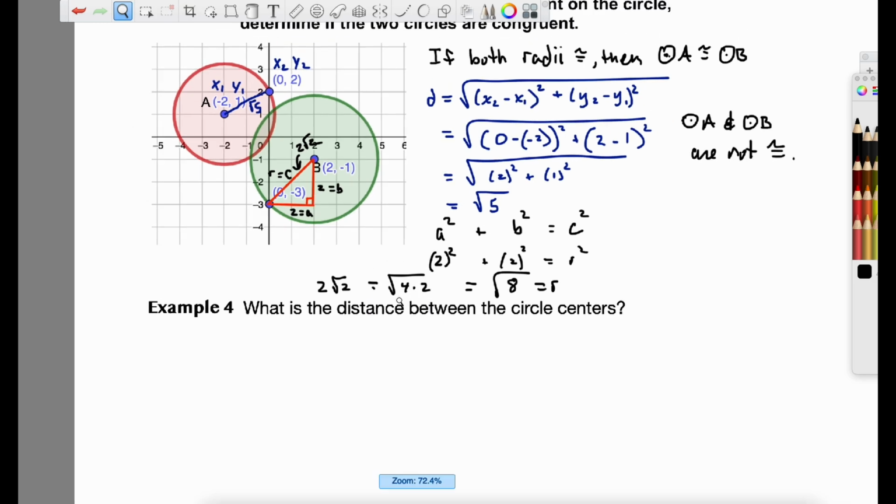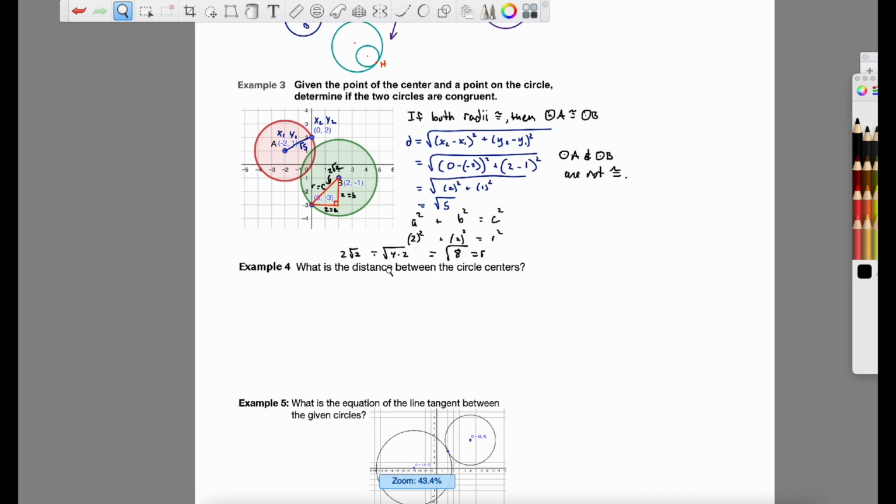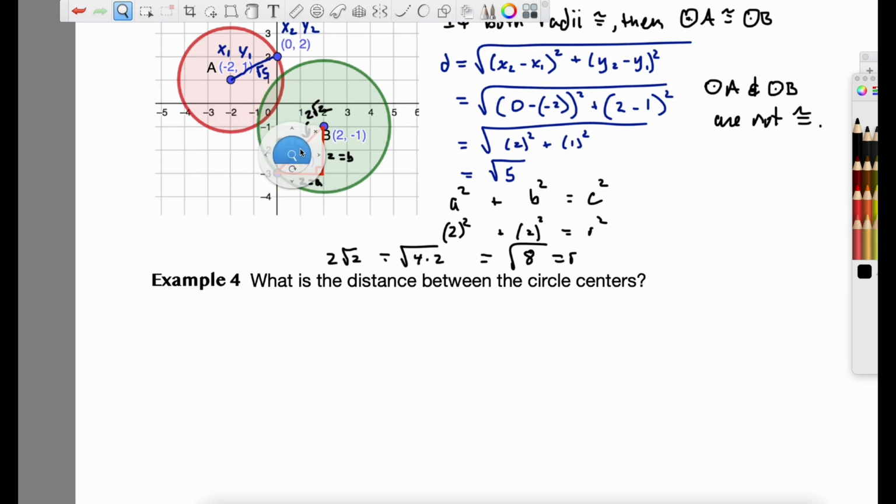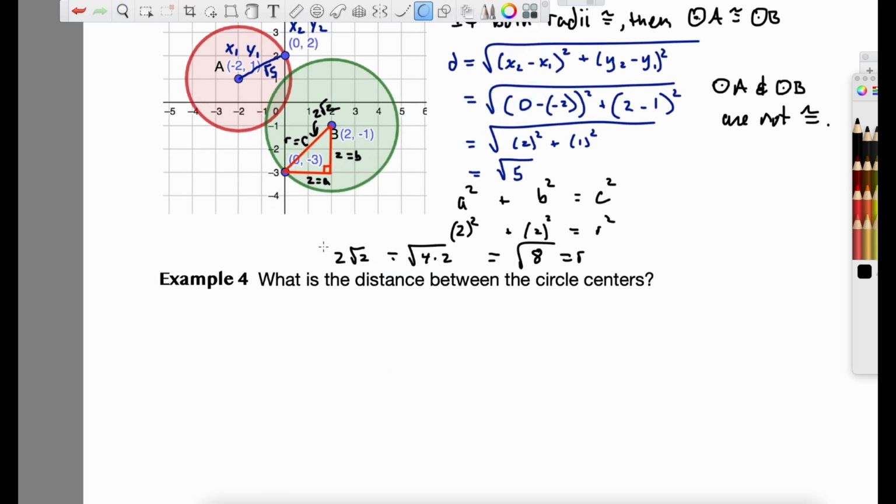Okay, so example 4, I'm asking what is the distance between the circle centers. Just a review again of what we were doing in our coordinate geometry last section. So we want to find segment AB, right? Again, we could use the distance formula or we can use the Pythagorean theorem. I'm going to use the Pythagorean theorem this time. No, I won't. I'll use the distance formula. I don't feel like drawing on the figure.